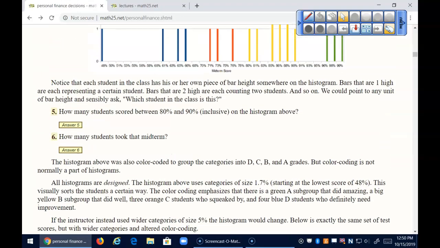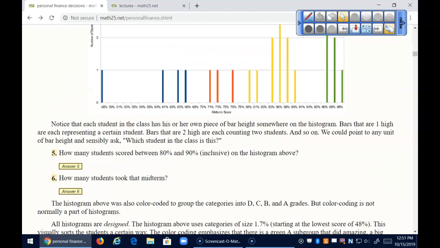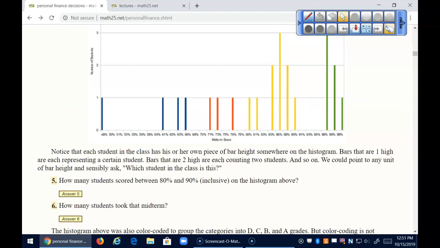Because each part of the bar is one test, one student score, you could actually start counting sections of it. So you could say how many students scored between 80 and 90: 1, 2, 5, 6, 7, 8, 9, 10. You could say how many students took the midterm. I could count all of the bits of bar. Everyone okay so far with that?